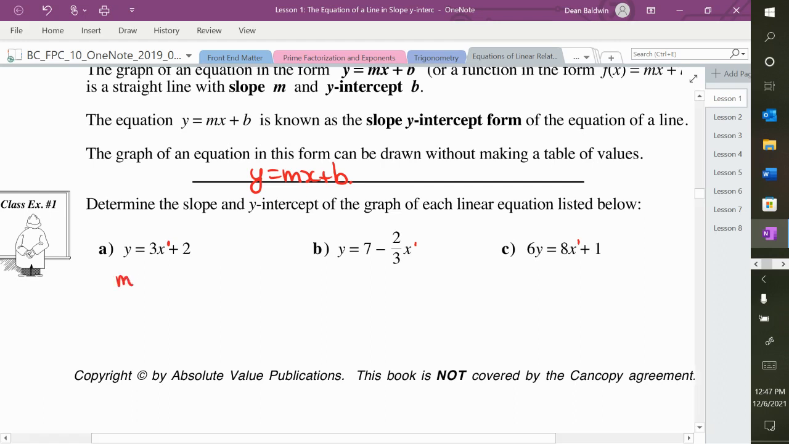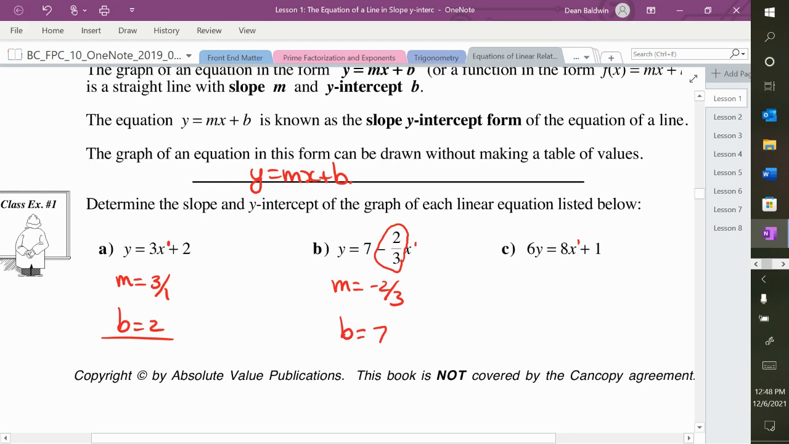So what's my slope? 3 over 1, the number in front of the x. You can write 3, but 3 over 1 is a little easier because when we start graphing them, it's rise over run. What's my y-intercept, or b value? Positive 2. That's it. What about the next one? What's my slope? Take the sign that's in front of the number. So it's negative 2 over 3. What's the y-intercept? 7.